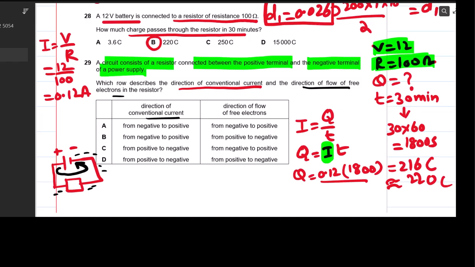So direction of conventional current is from positive to negative. A and B are wrong. It is positive to negative, and direction of flow of free electron is from negative to positive. So C is right. Question 29 has C option correct.